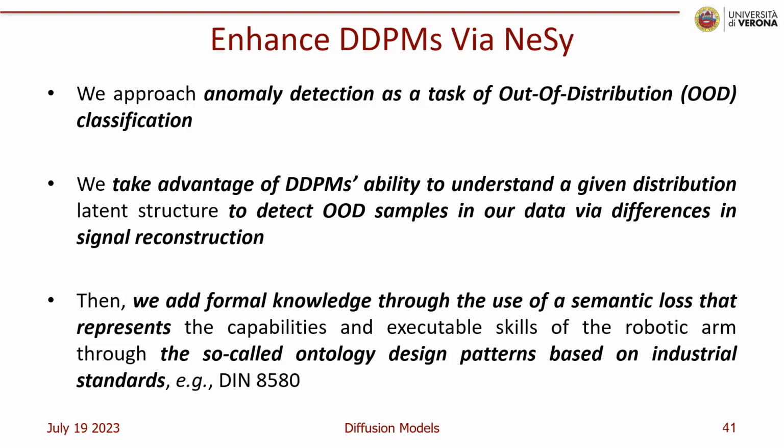What does this mean? It means that each component of a production line can be described by some ontologies, okay? These ontologies can be translated into logical forms, okay, into logical axioms. And we want to add these ontologies, so the behavior of, in our case, the robotic arm, inside our model, okay?